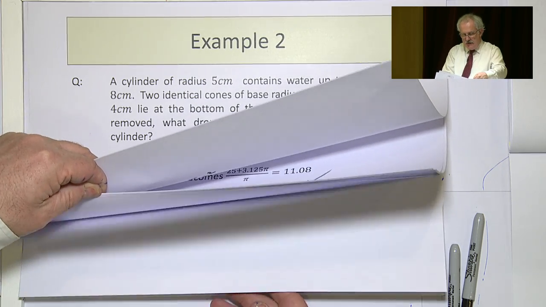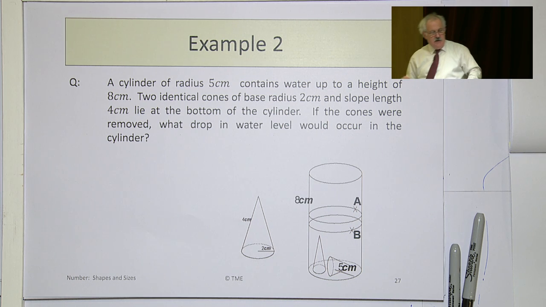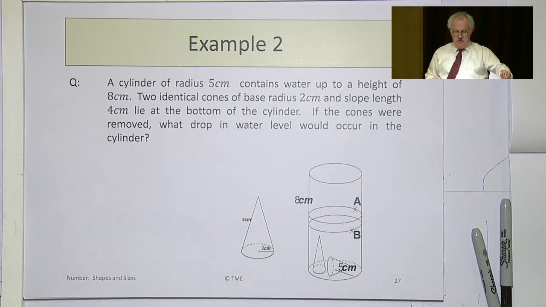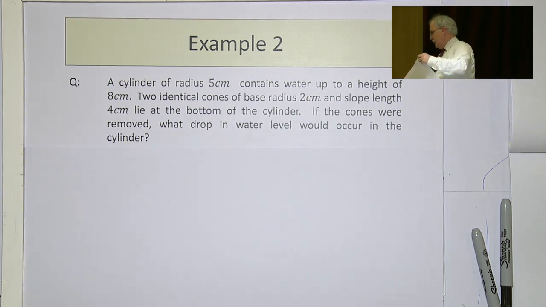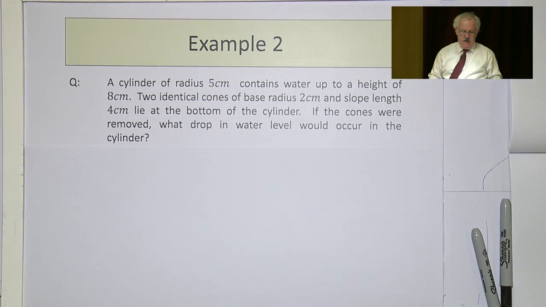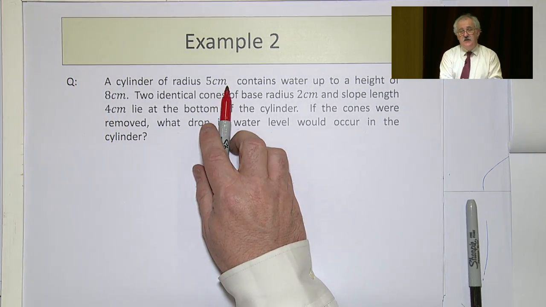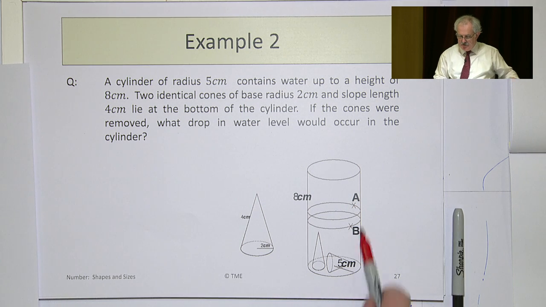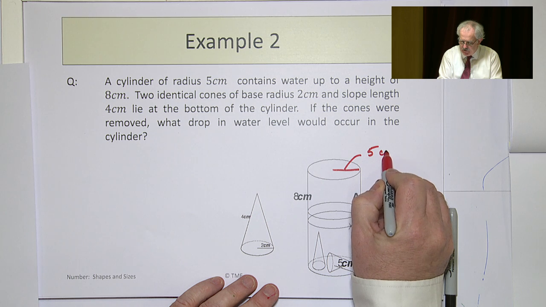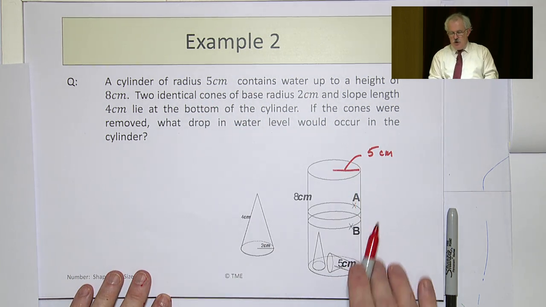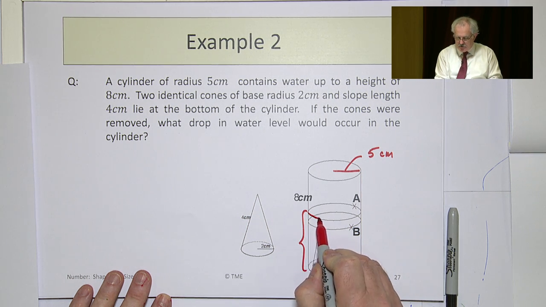We'll now move on to the next question here, example 2. And this is a bit more substantial. It might look tricky on first read, but after what you've covered, it should be okay. Example 2. A cylinder of radius 5 centimeters. Here's our cylinder, and it has a radius of 5 centimeters. Contains water up to a height of 8 centimeters. So the water is up to the higher level there.